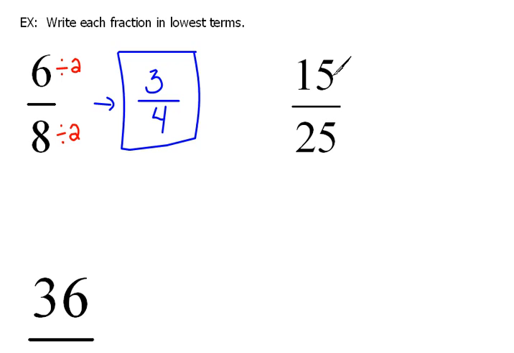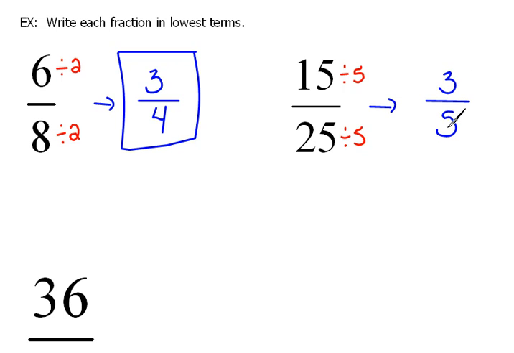Let's try another example. 15 over 25. So again, we need to look at the 15 and the 25 and decide what can we divide into both of these. So we know that 15 is divisible by 5 and 25 is also divisible by 5. So let's see what that gives us. 15 divided by 5 would be 3, and 25 divided by 5 would be 5.